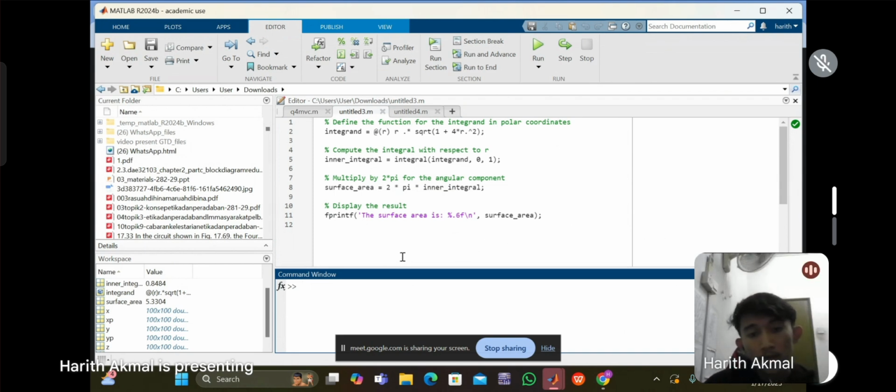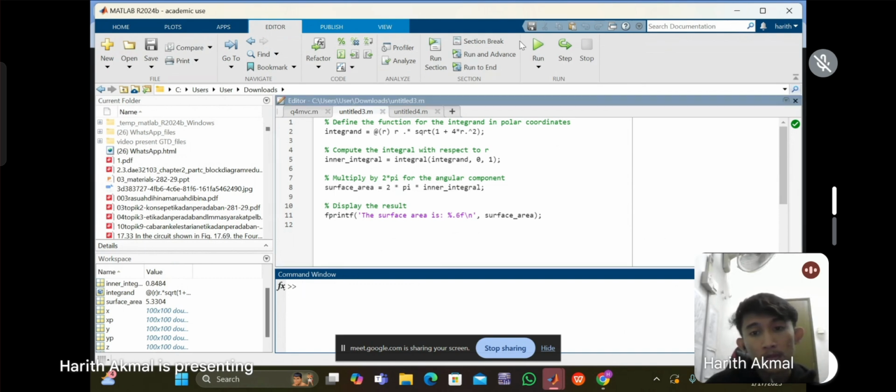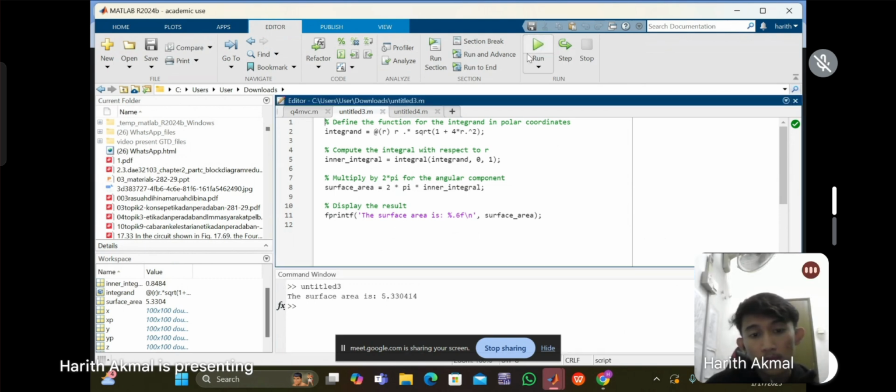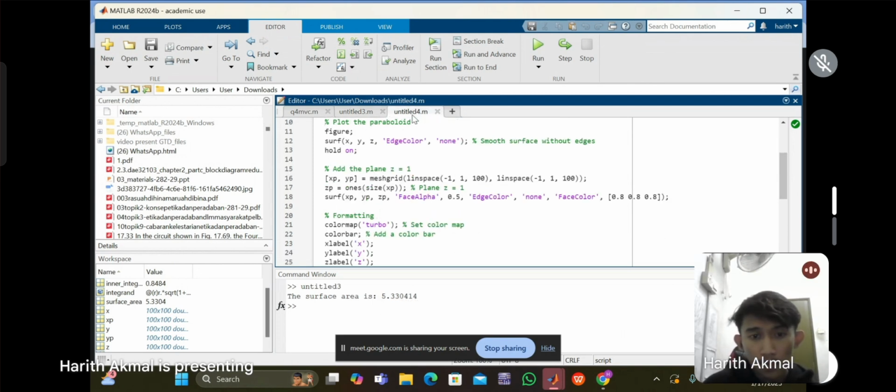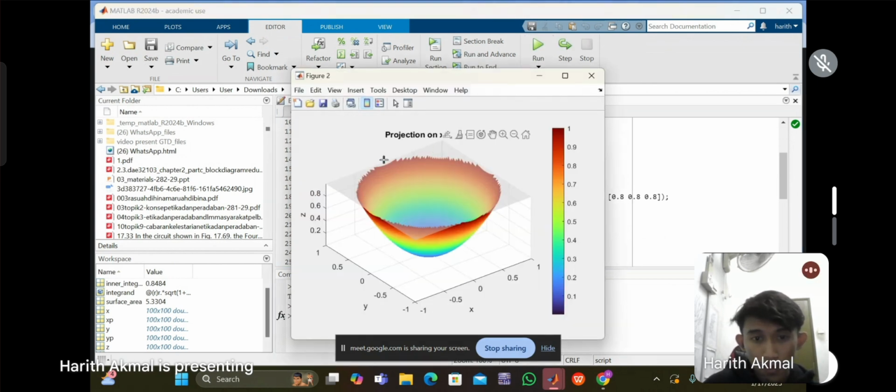For comparison with the manual calculation, we use a simulation in MATLAB. We get the same answer, 5.330414. For the graph, we get a graph like this.